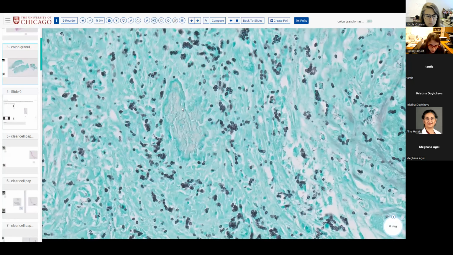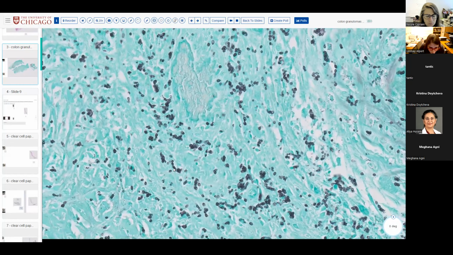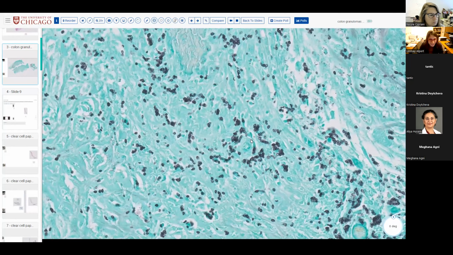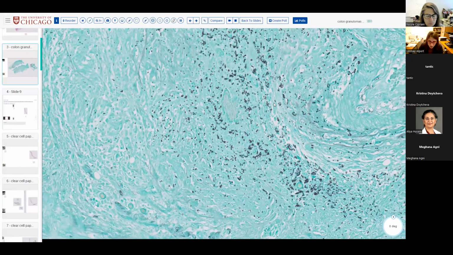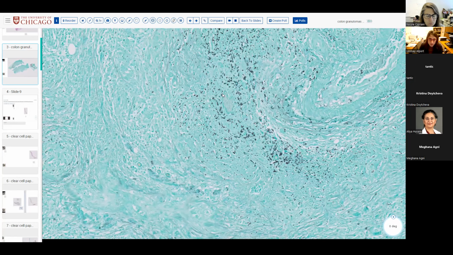Let me see if I can find an area with, maybe here, I don't think I can point, so I guess you'll just have to look at it and decide for yourself. But I think there was some narrow base budding. So these structures were consistent with histoplasma, and this patient was also worked up clinically and was found to have histoplasma antigen positivity as well. So he had developed disseminated histoplasmosis involving the colon and his small bowel.